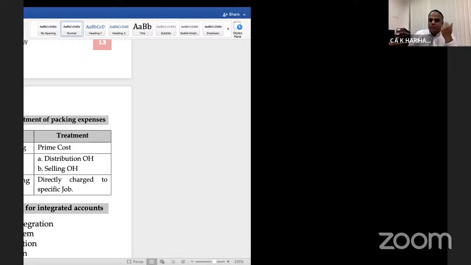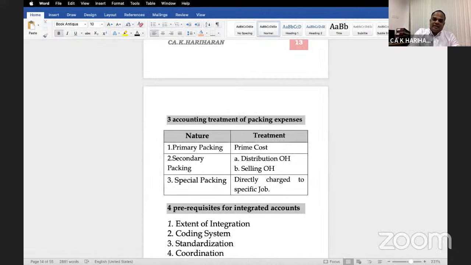Special packing, what is called special packing? Gift wrapper. Then we have to bear the cost. Depending upon costly material or normal material, we have to bear the additional cost. Now, got the idea or not? That's why, with respect to packing expenses, it may consist of primary, secondary, and special packing.